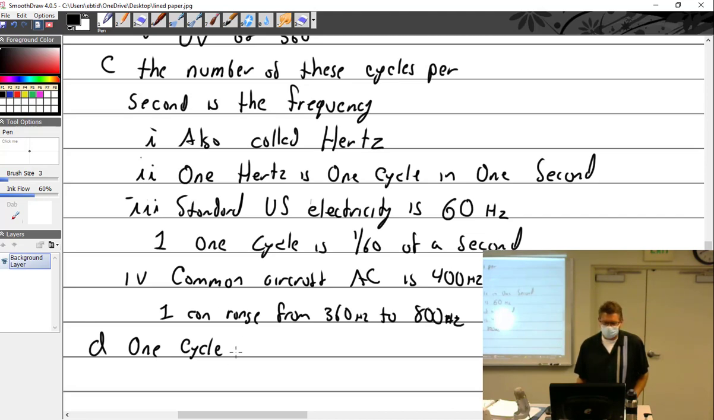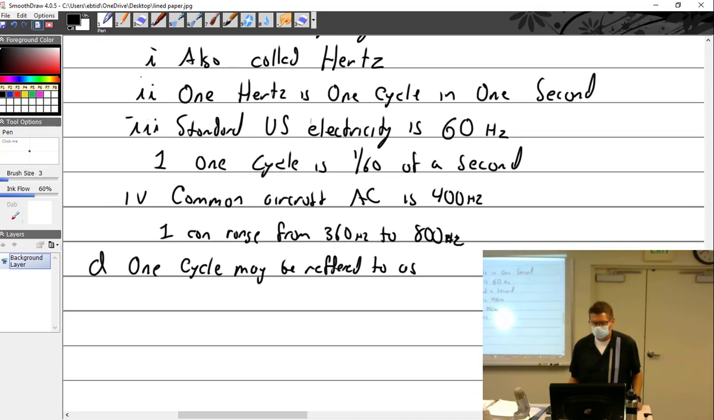1 cycle may also be referred to as a wavelength. So 1 wavelength, 1 cycle. It's a wavelength.